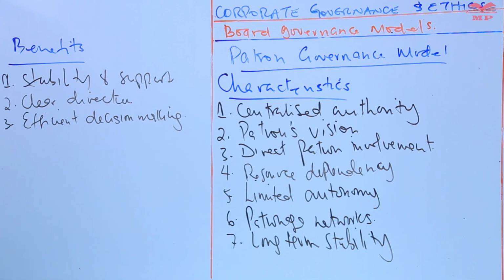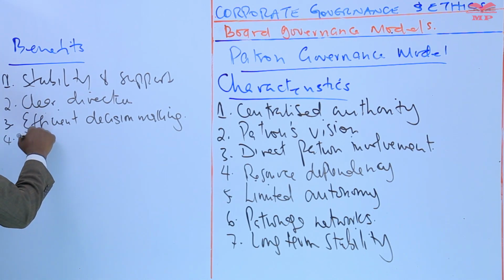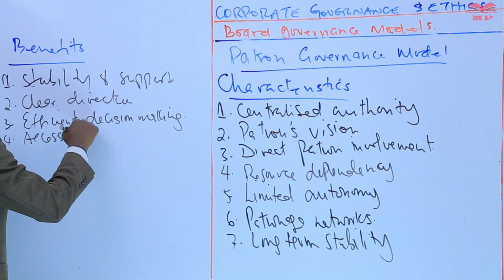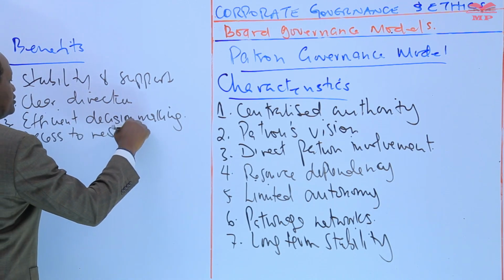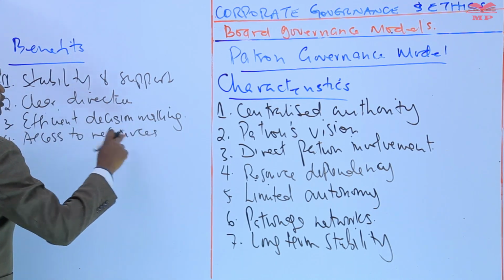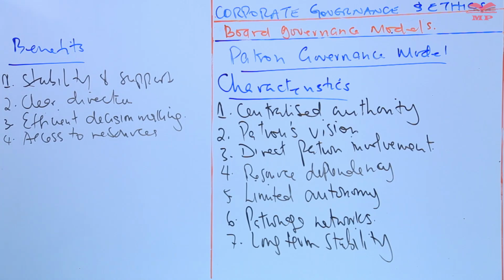Access to resources. Organizations under this model often have access to resources that might be otherwise difficult to obtain, such as funding, influential contacts, specialized knowledge, and so on.